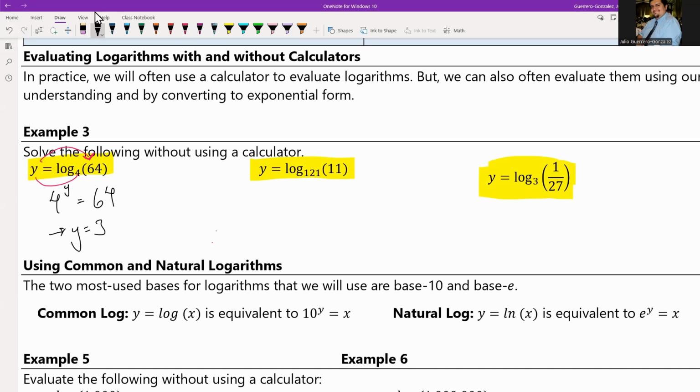Okay, next one. I'm going to show you guys how to do this by calculator anyway, but let me do it without using the calculator first. So 121 to the y power is equal to 11. If you guys remember, the square root of 121 is equal to 11. And the square root we can rewrite as 121 to the 1 half.